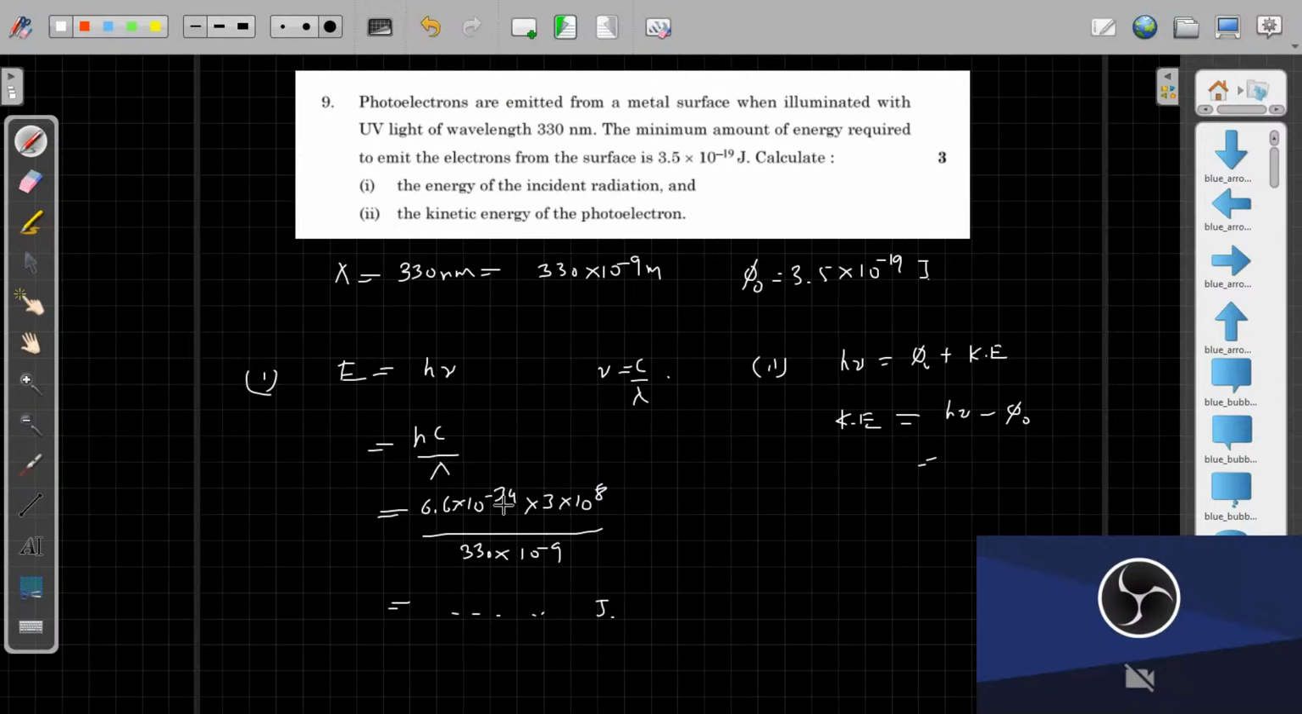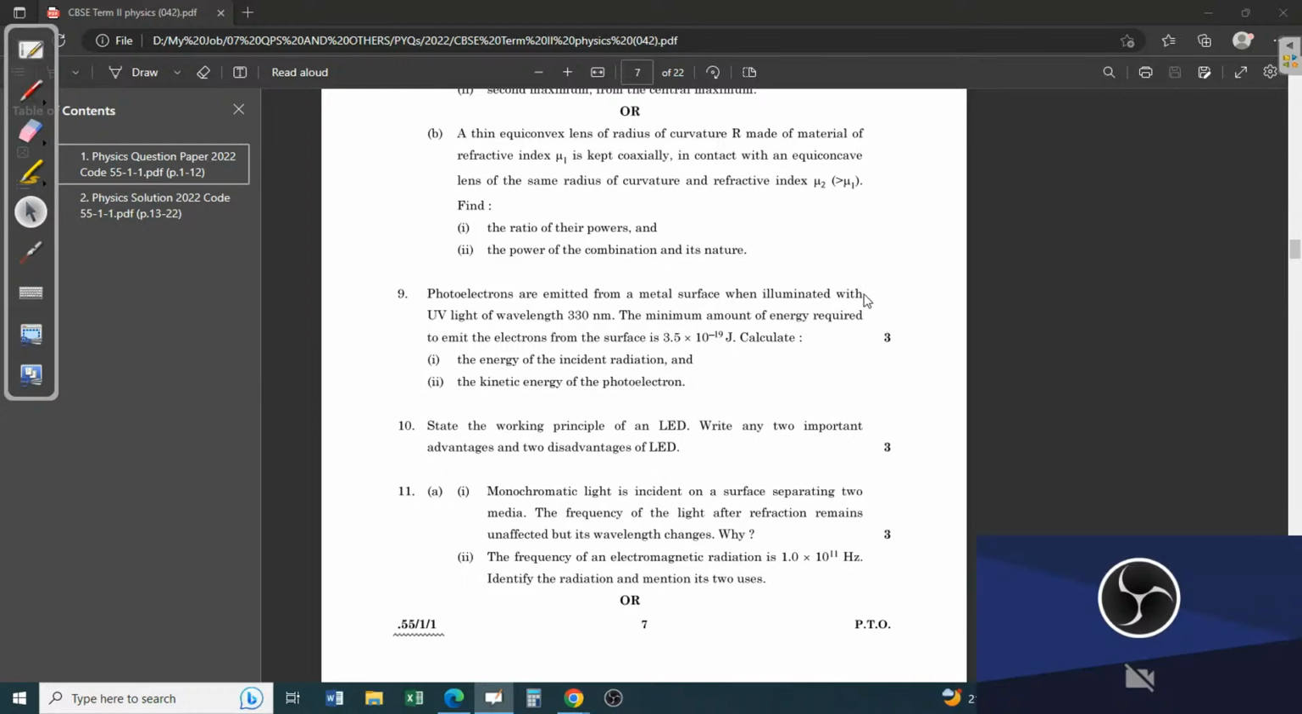Whatever energy you get from here, plug the value in and subtract this thing, 3.5 into 10 to the power minus 19. I'm not solving it, as it will take some time. If you solve it, you should get the value of the energy. Remember, you should get the answer in joule. That is question number 9. Again, 3 marks, done. Direct formula based question.